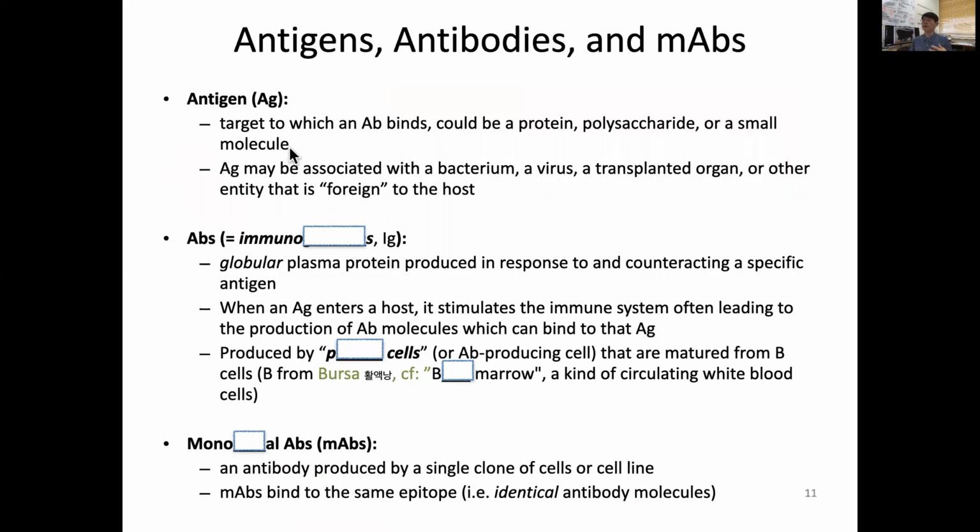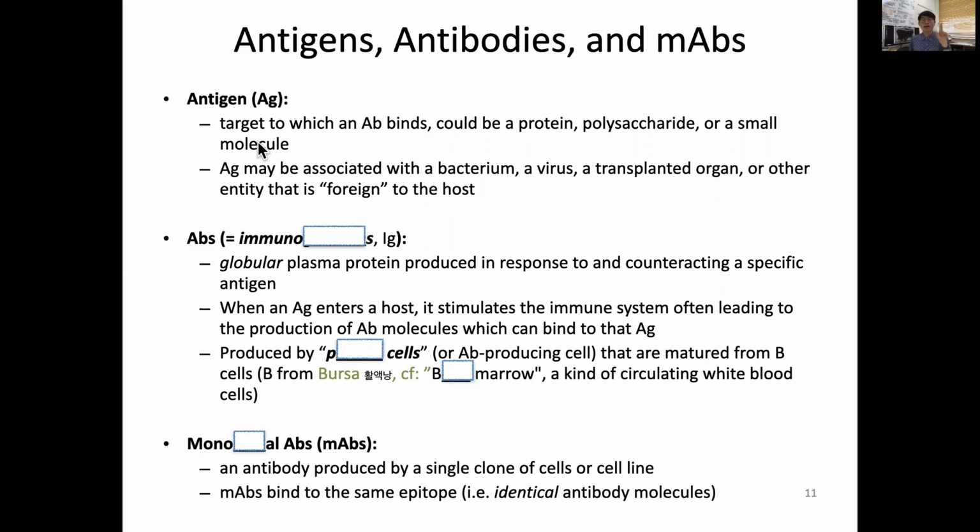So let's go through a little bit of the definitions of antigens and antibodies. An antigen is a target to which an antibody binds. And what can become an antigen? It can be a protein from a foreign molecule, or a polysaccharide, or a small molecule. An antigen can be associated with external bacteria or virus, or even, let's say I need a kidney transplant from another person, that transplanted organ is foreign, so it can be considered an antigen. Whatever entity is foreign to the host is called an antigen.